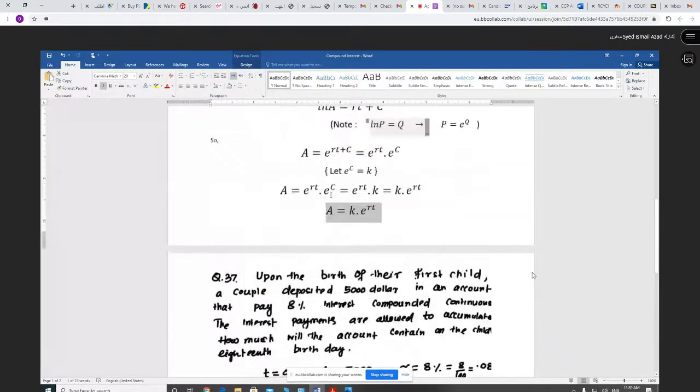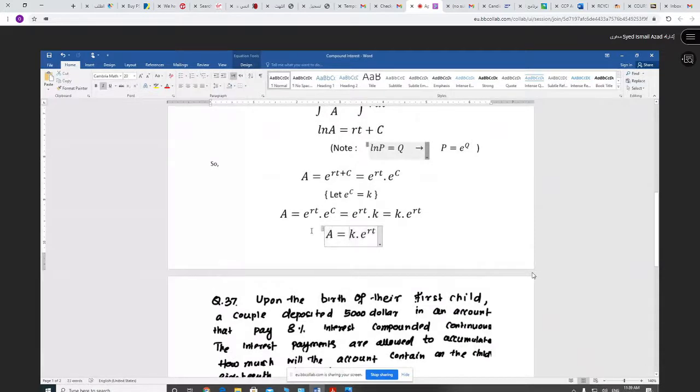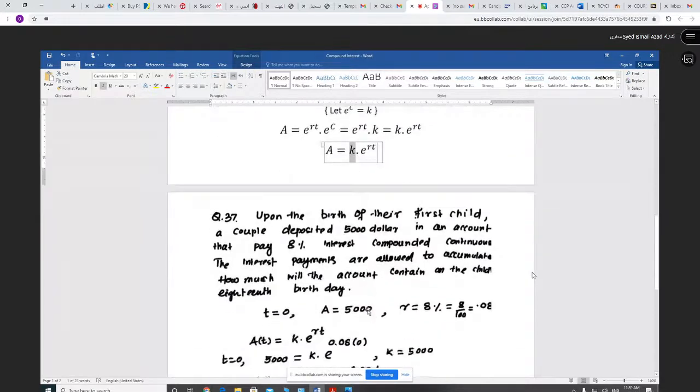So now, in this formula, I know everything. I know the value of A, I know the value of R, I know the value of T. The only thing I don't know is the value of K. So this is important: the first thing in the solution of this question is to calculate the value of K, this constant. Once I calculate K, the only thing left is substitution. I will put all the values in the question into this formula and I will get the amount.